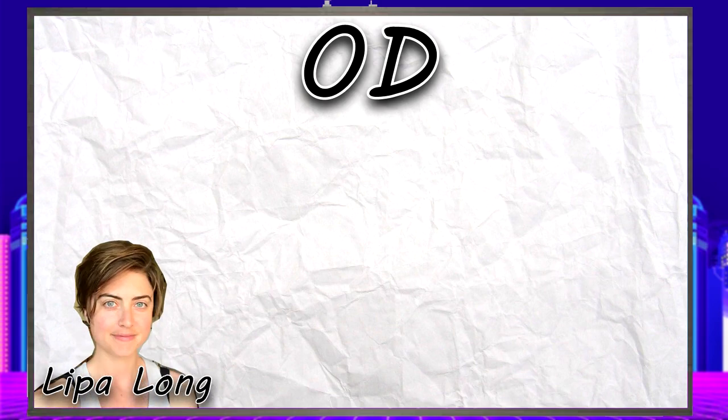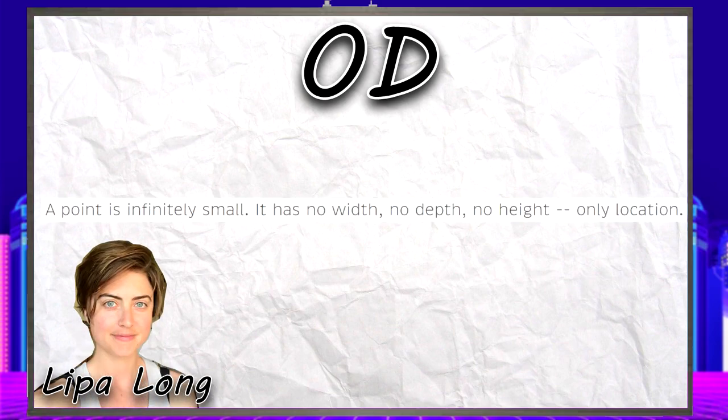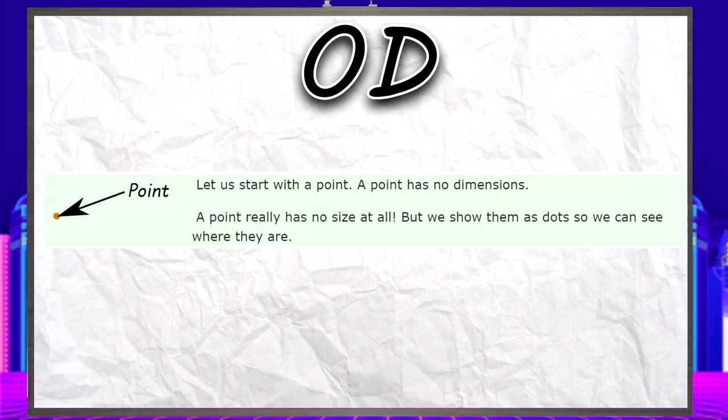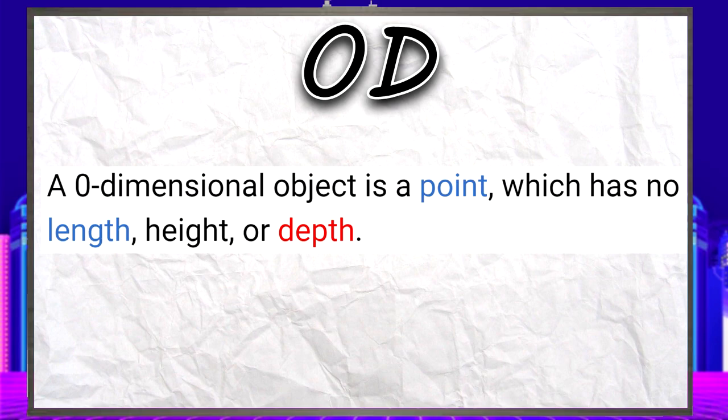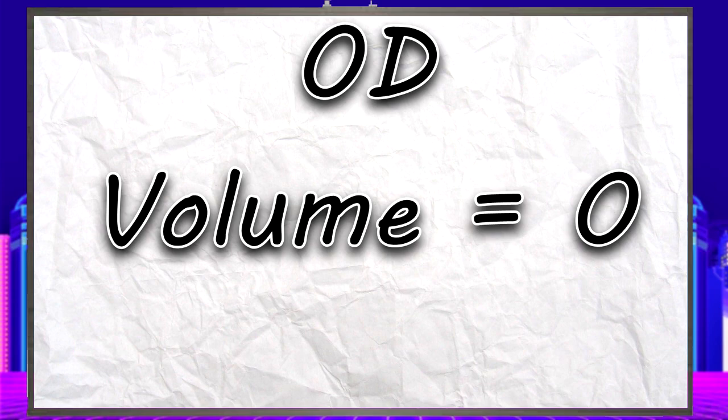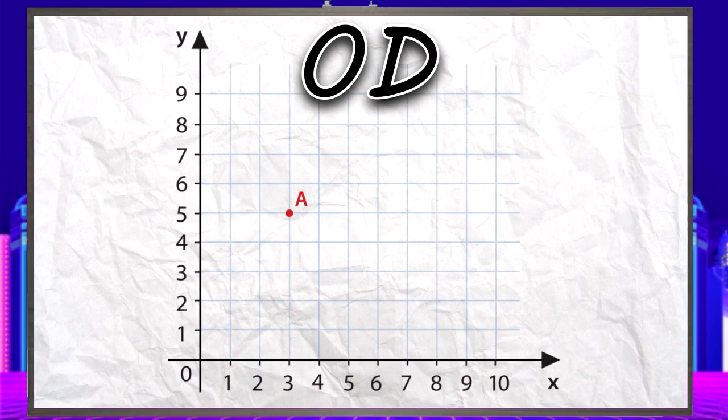According to mathematician Leap Along, a point is infinitely small. It has no width, no depth, no height, only location. Math is Fun says the same thing, as well as Art of Problem Solving. This basically means that 0D things have no volume whatsoever. They don't take up any space, and their only characteristic is a location in the space. Hence the reason why we simply represent them as a dot.